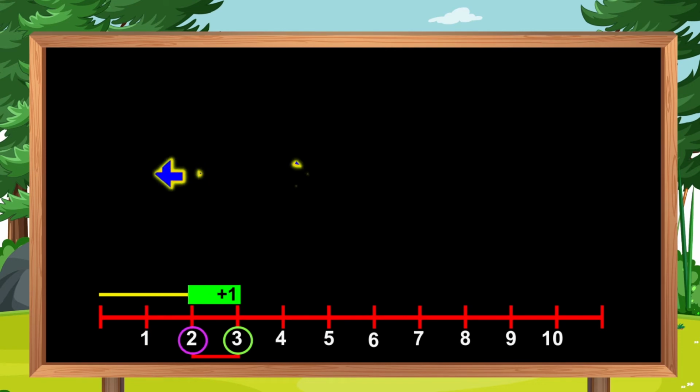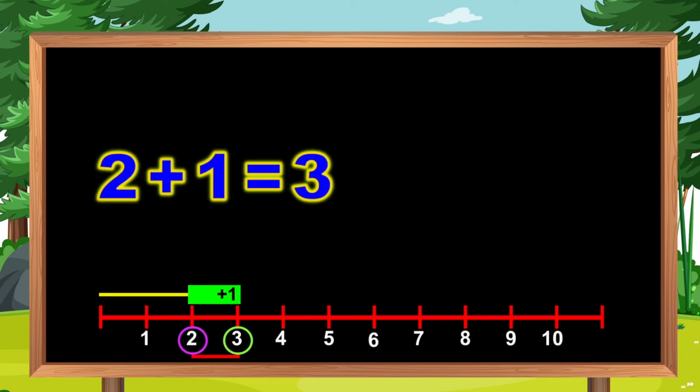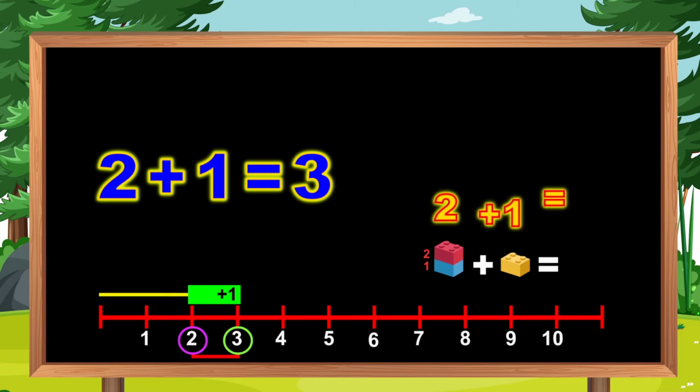What's 2 plus 1? 2 plus 1 is 3. Let's see through the blocks again. If you have 2 blocks and you add one more block to it, how many blocks do you now have altogether? Let's see. Count with me. You have 1, 2, 3. You have 3 blocks. So 2 blocks plus 1 block equals 3 blocks. In other words, 2 plus 1 is 3.